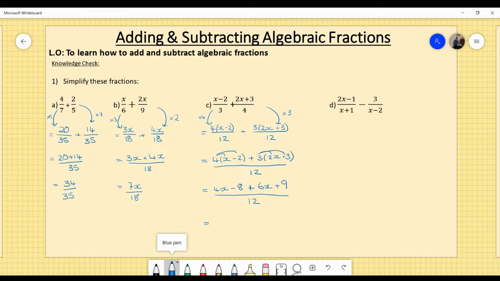And then we just need to fully simplify that. So my 4x added to my 6x will give me 10x. Minus 8 add 9 will give me 1. So I can then add 1 on the end, all over 12. And then again, we just need to check that it's fully simplified. So yes, 2 would go into 10 and 12, but it doesn't go into 1, so therefore it's fully simplified on that one.